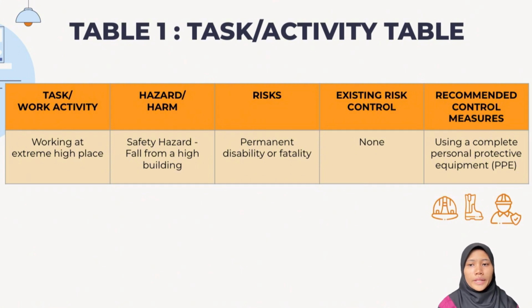For table 1, which is the task or activity table, my work activity is working at extreme high place. The harm, which is the safety hazard, is fall from a high building. The risk that we can get from this activity is permanent disability or fatality. The existing risk control is none, and the recommended control measures is using complete personal protective equipment, which is PPE.